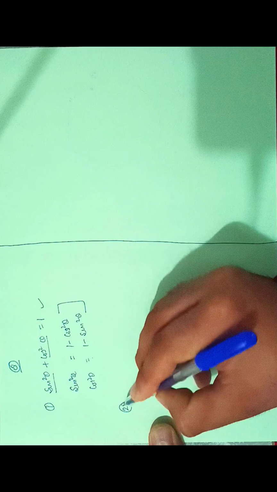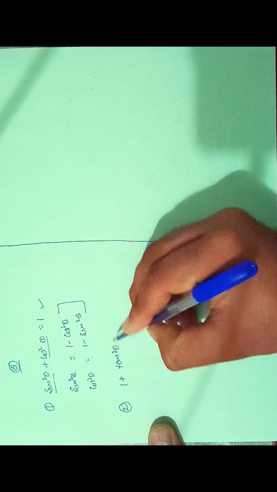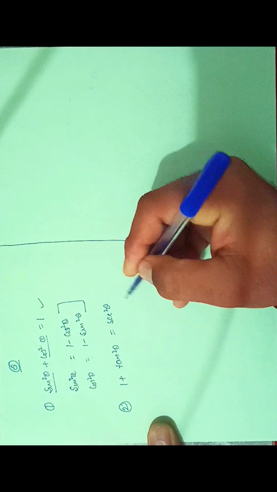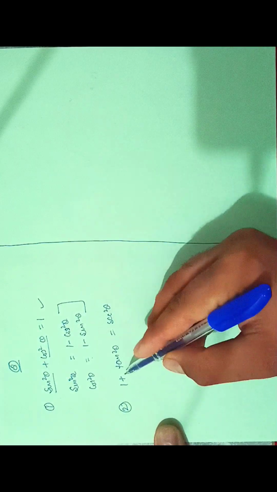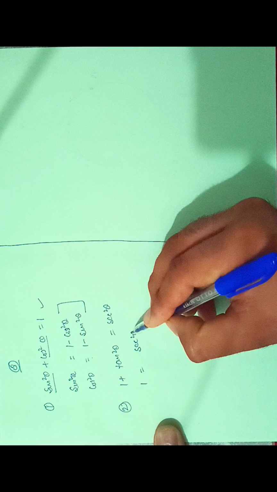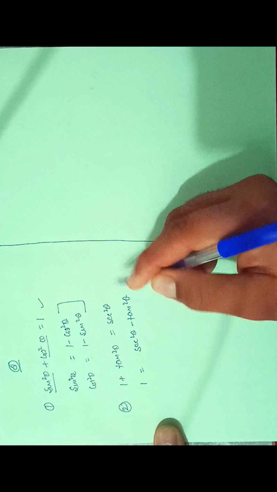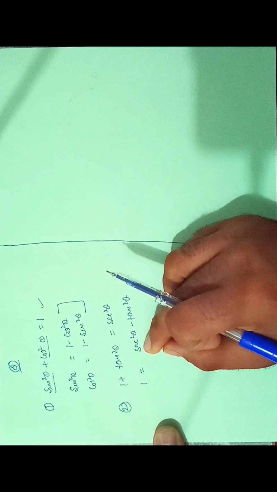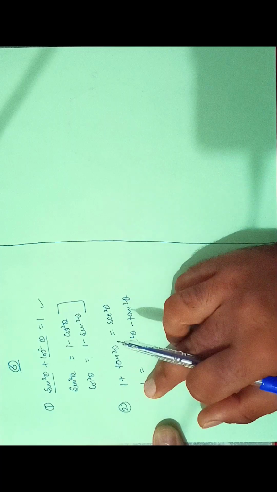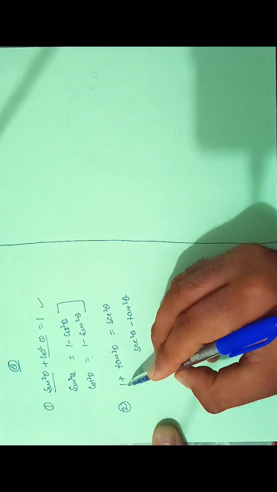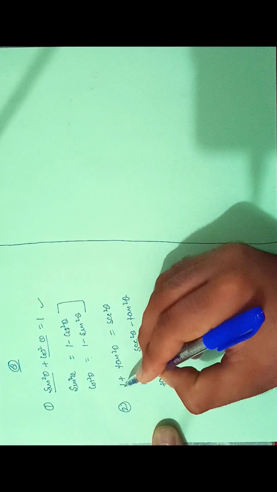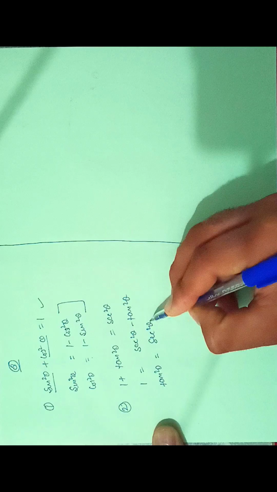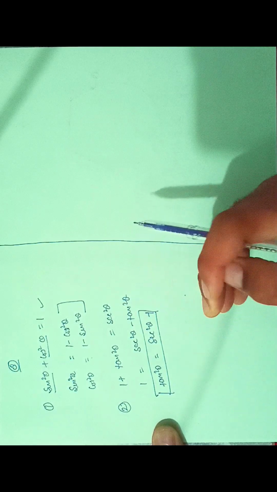The second identity is 1 plus tan square theta equal to sec square theta. If you transpose tan square theta to the other side, then it will be 1 equal to sec square theta minus tan square theta. So if somewhere sec square theta minus tan square theta is written, we'll use 1 instead. And if you put tan square theta here and transpose the 1 to the other side, then it will be sec square theta minus 1. These are some results which we can derive from these identities.